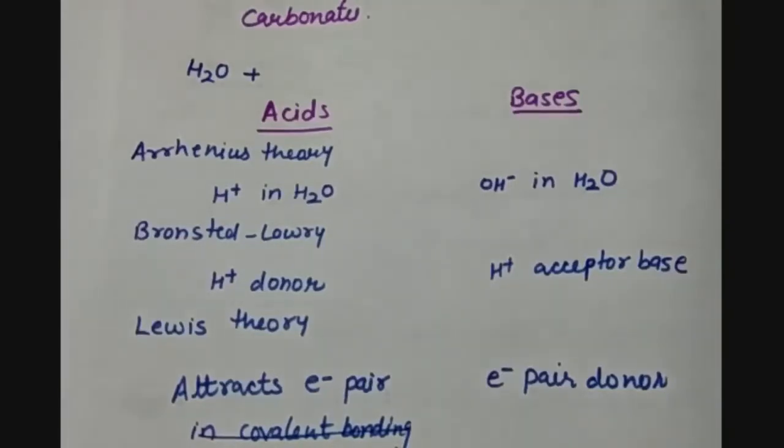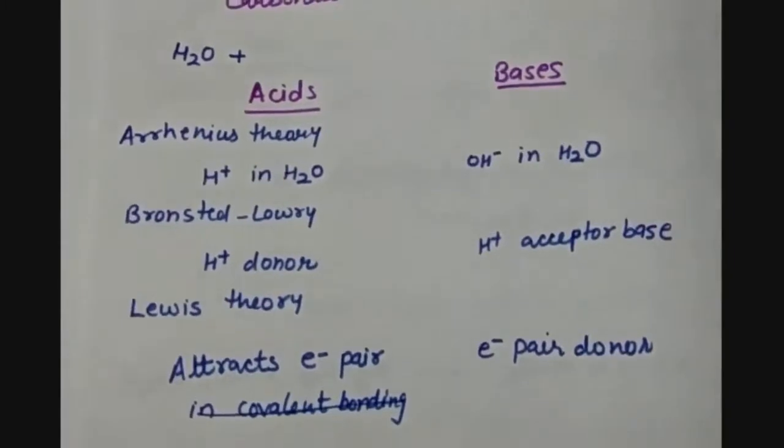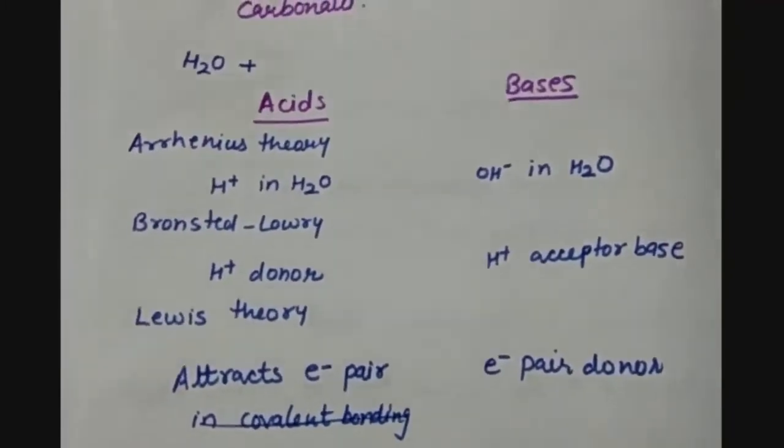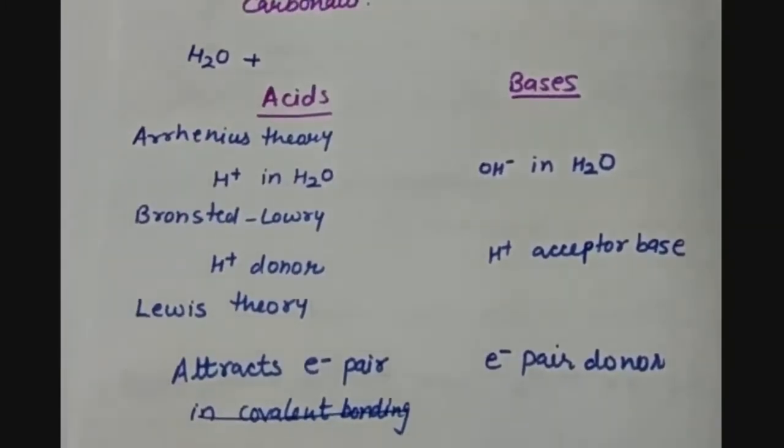But according to Lewis theory, this is also true that when electrons are attracted, then it is an acid, and when electron pairs are donated, then it is a base. So on the basis of these properties, let us discuss one of the examples that behaves as both types of substance, as an acid and as a base in different solvents.